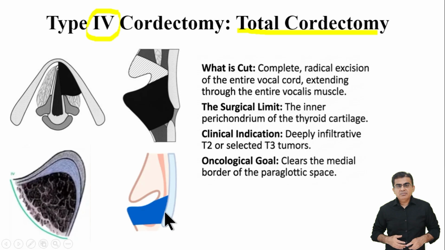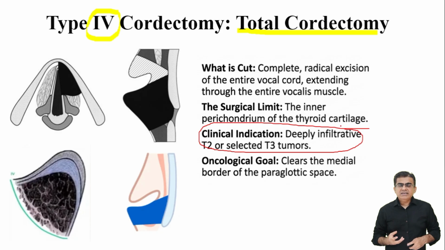This is the inner perichondrium of the thyroid cartilage. When do we use this aggressive cordectomy? We strictly reserve this for deeply infiltrative T2 tumors or carefully selected early T3 tumors. We use it when the cancer has pushed deep into the lateral paraglottic space. Your primary oncological goal in this type of cordectomy is to completely clear that medial border of the paraglottic space.